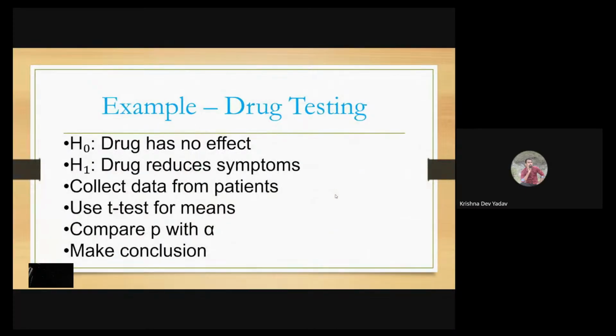For example, I have taken drug testing. In H naught, the drug has no effect. We assume that, and in H sub one, the drug reduces symptoms. For this, we take data, do a t-test, get the p-value at last, and compare it. Based on this, we decide whether the drug is effective or not. By this, we can get whether it is rejected or accepted.